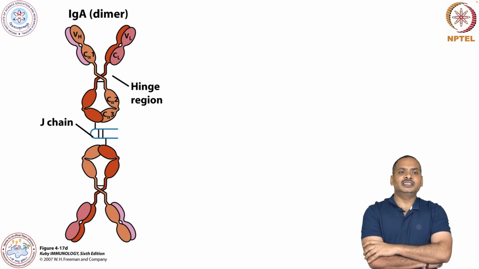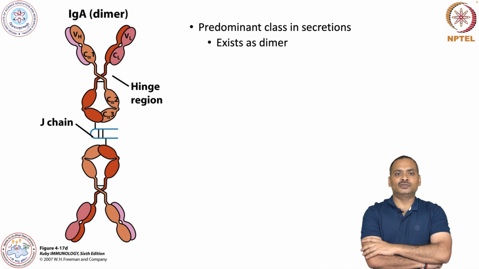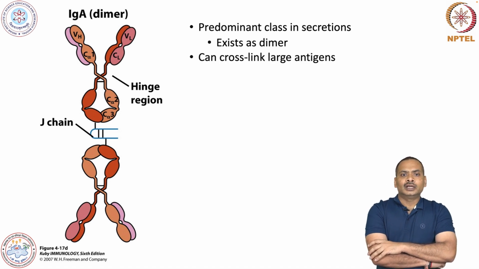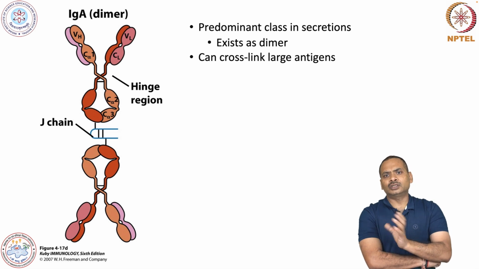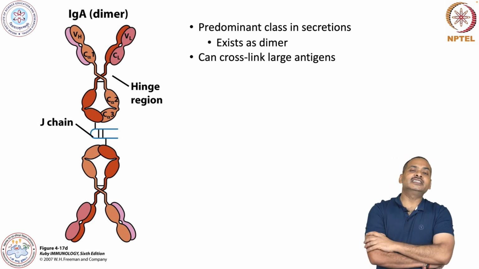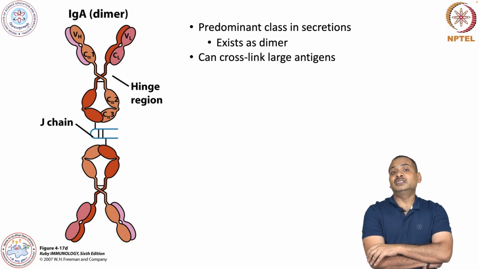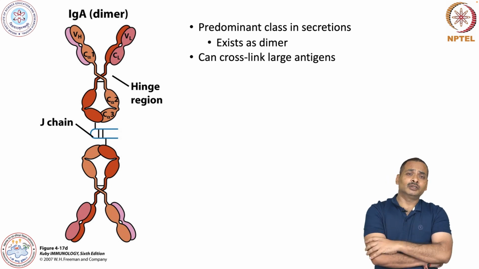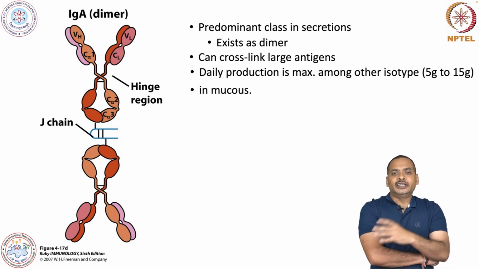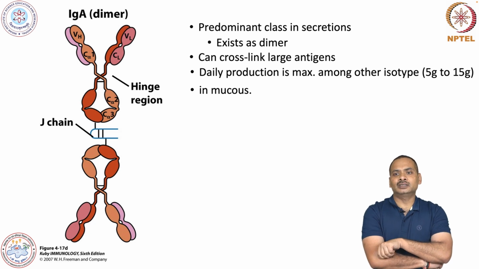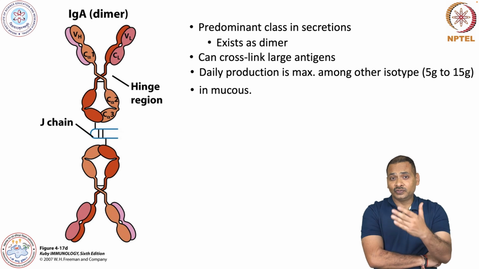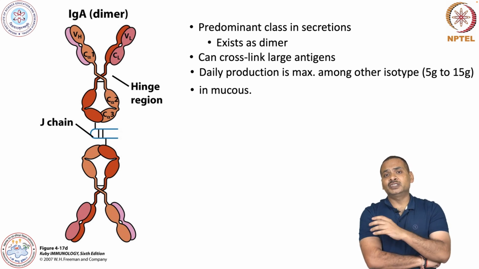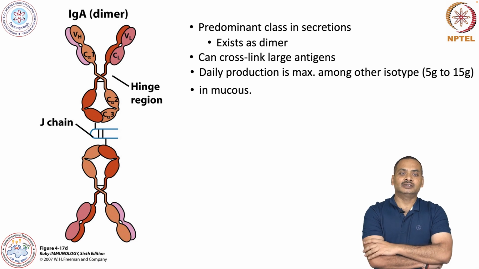Another is IgA, which is in general present in dimeric form. It is also present in trimeric or tetrameric form. And this can cross-link large antigen, and this IgA is predominantly present in various secretions in our body, and they give protection over there. And daily production is quite high among other isotypes. Every day about 5 gram to 15 gram of this IgA is produced, in mucus.